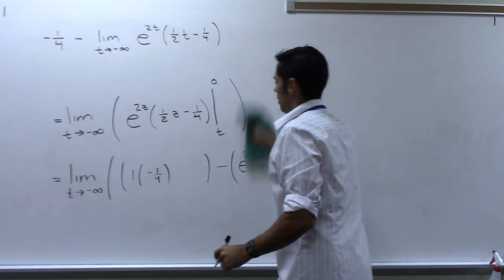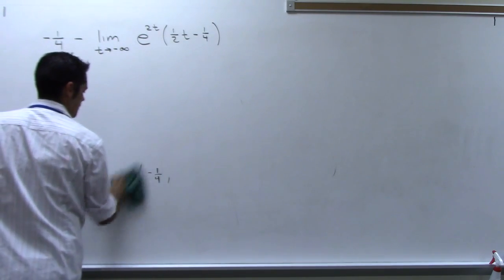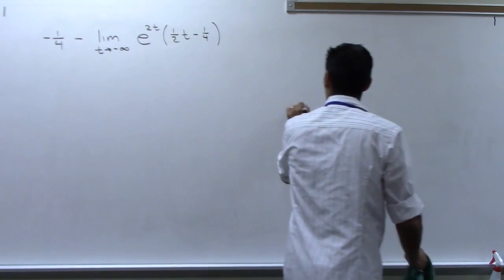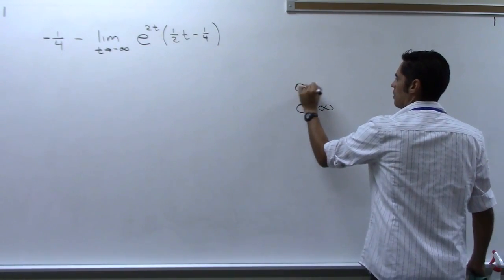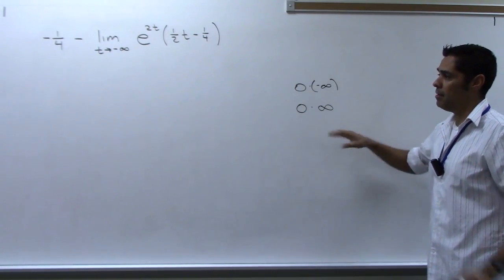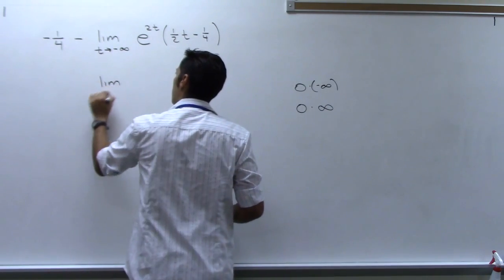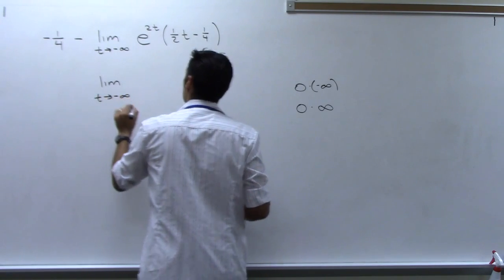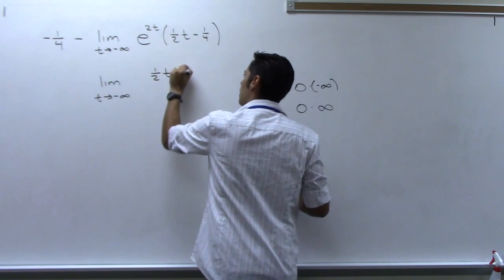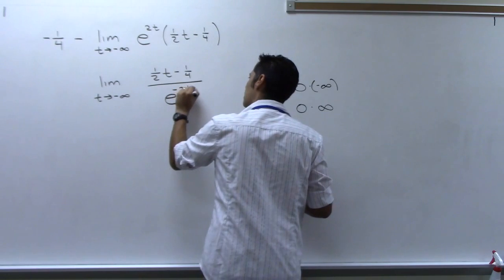All right, so let's see. Anytime we get that, 0 times infinity, whenever we ran into that in Cal 1, or 0 times negative infinity, it didn't matter, what we need to do is pick one of them and drop it down and make a ratio out of it. So I'm going to rewrite this as the limit as t goes to negative infinity. I'm going to choose to drop this one down. So I'm going to leave (1/2 t minus 1/4) over, and then I'm going to write e to the negative 2t.